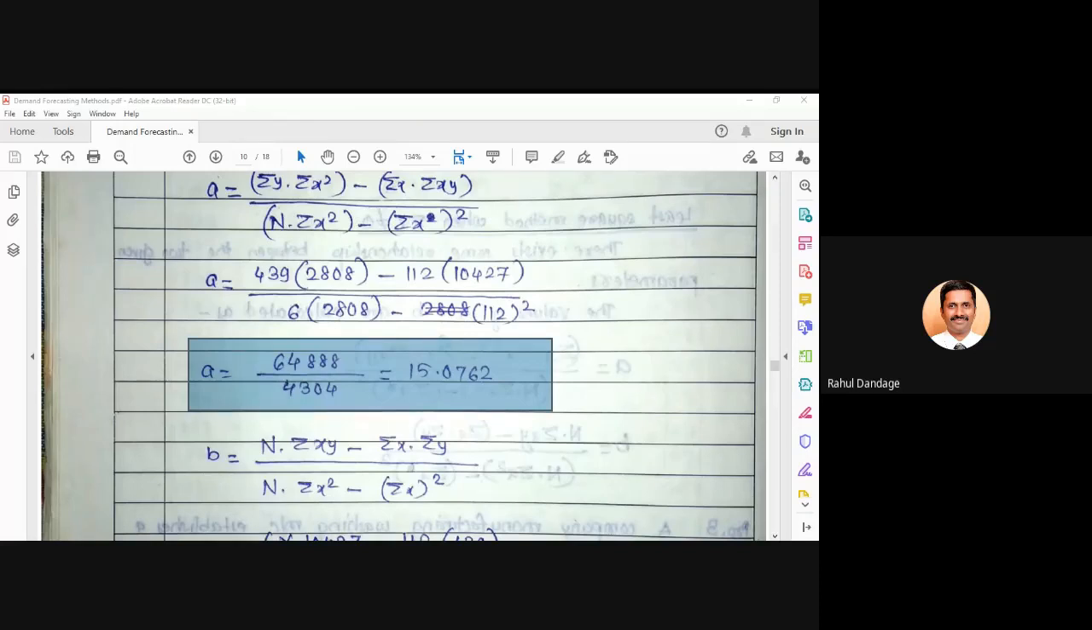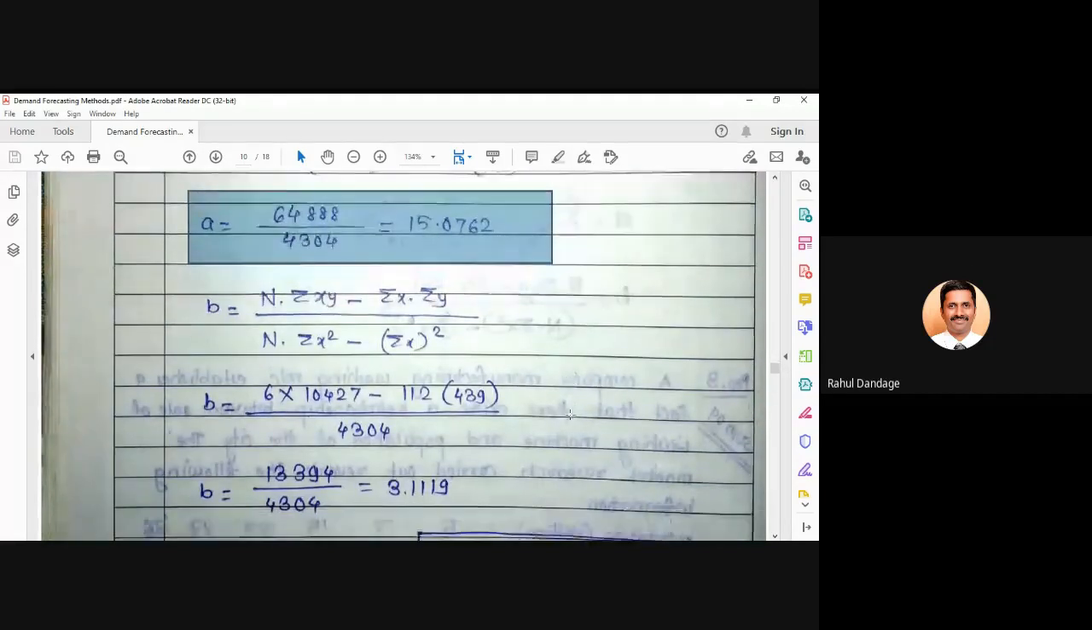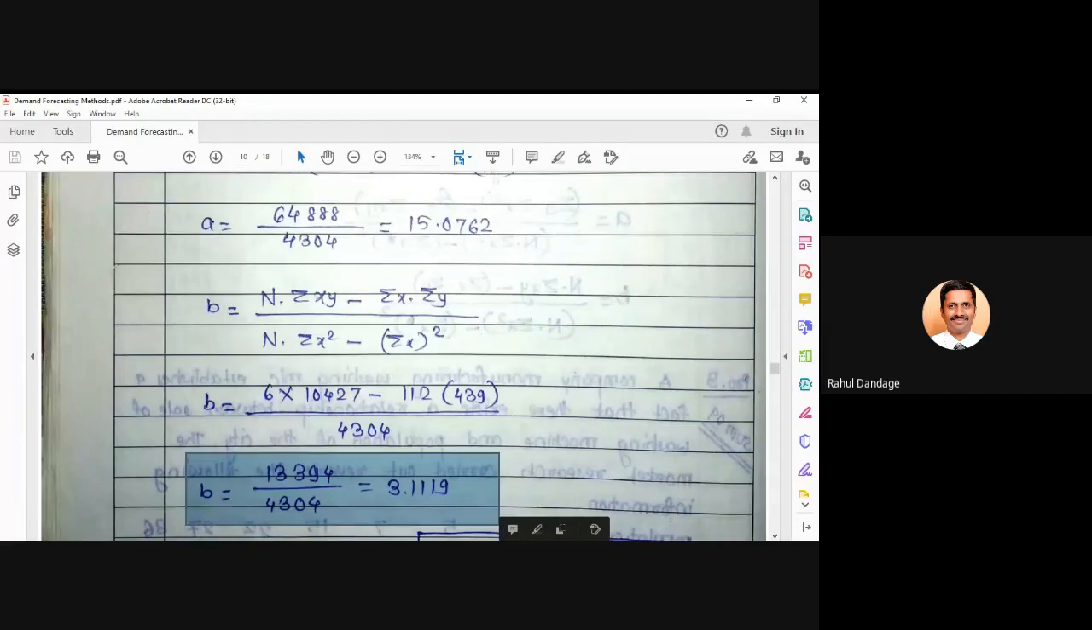So move to the next, that is, the calculation for B. You can substitute the values and check the answer for B. It should be 13394 divided by 4304, equal to 3.1119. Yes, sir. Pratiksha, it is exactly matching. Anagha, yes, it is correct.